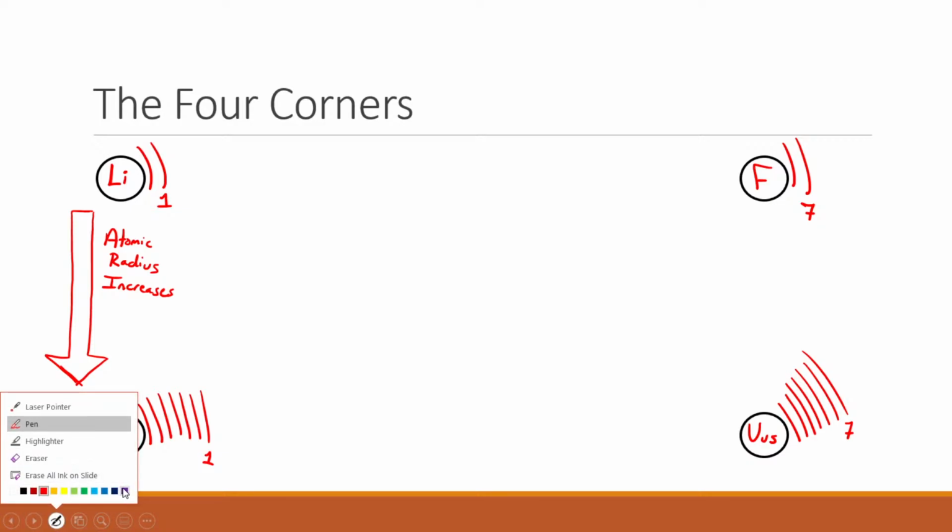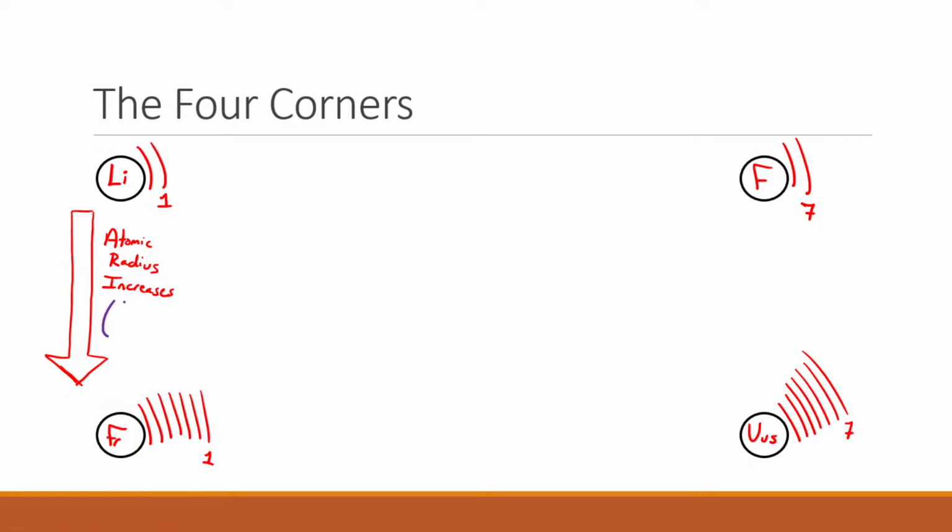And our reasoning here is because more shells are bigger than fewer shells. So if we pick any column and we look at it from top to bottom, we know that it gets bigger as we go down one element at a time.